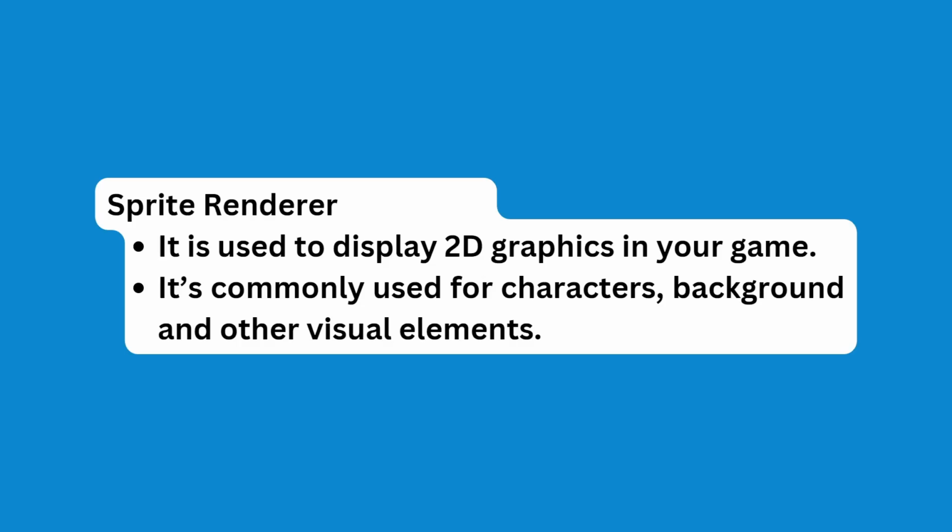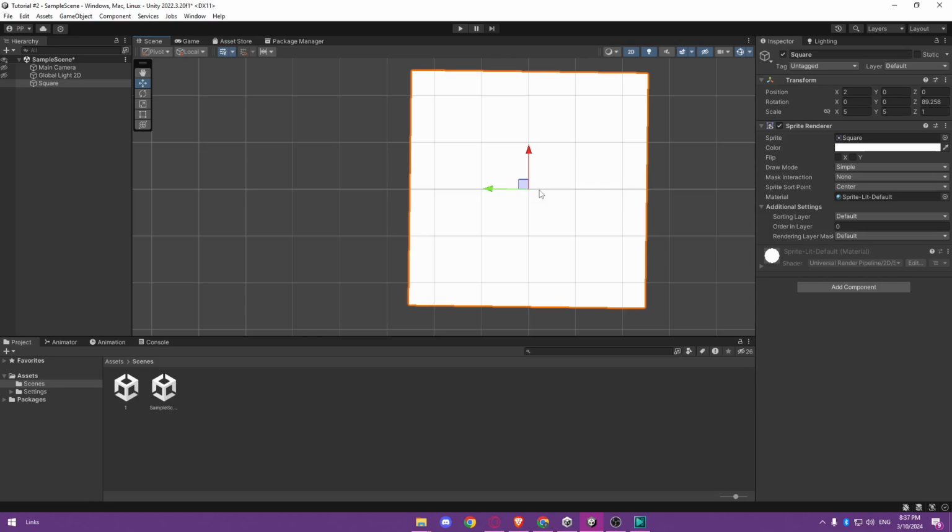Next is Sprite Renderer. It is used to display 2D graphics in your game. It's commonly used for characters, backgrounds, and other visual elements. You can assign a sprite image to the sprite renderer component or change its colors to define the appearance of the game object.